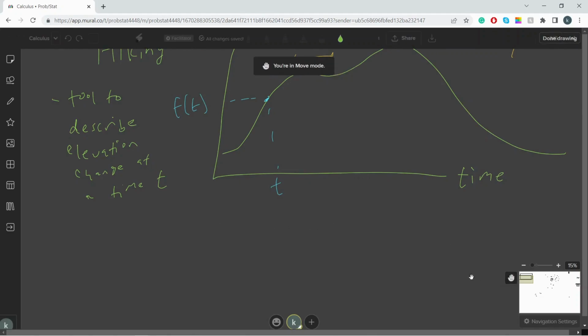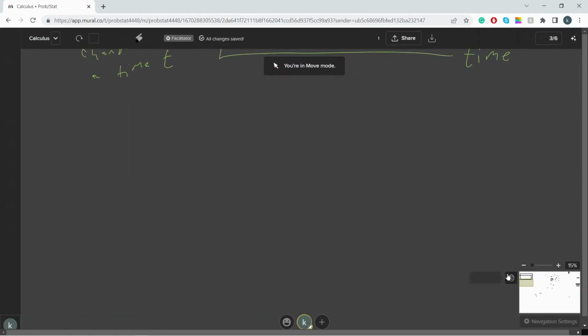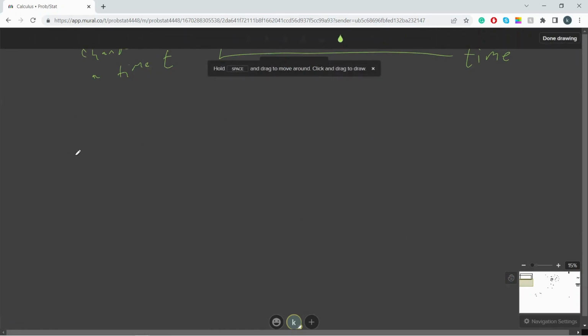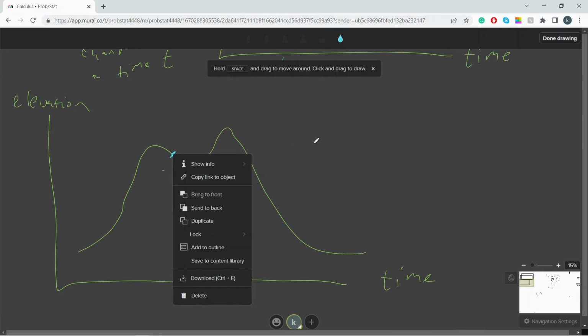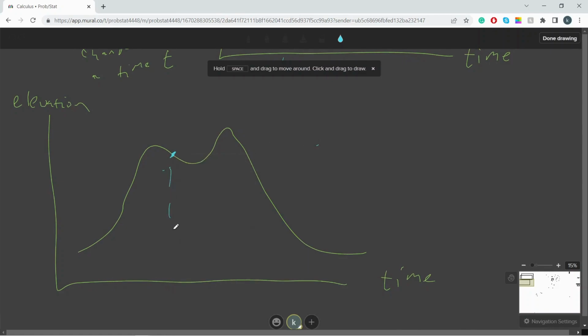Well, let's draw a simpler version of this hike down here. So we have the elevation versus time graph. And I'm going to make the curve a little bit simpler, right? All right, cool. So we have this curve here. And what we want to do is figure out at this time t, what is the change in elevation, right? So at this time t, what is the change in elevation?